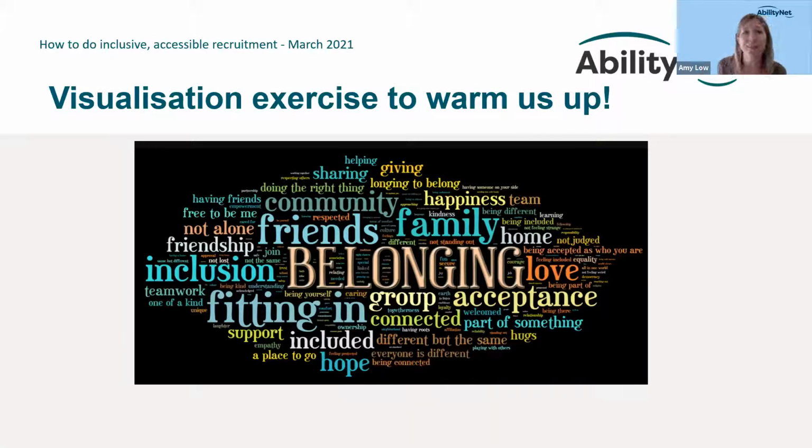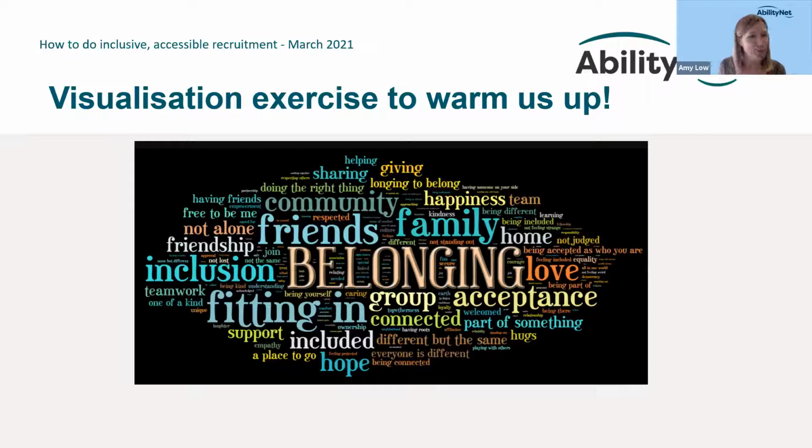So for anyone who can't see it, on the first slide we've got a word cloud that shows a range of words relating to a feeling of belonging and inclusion, which is a key theme for today's webinar. And we're going to kick off with a bit of a visualization exercise to get us warmed up.